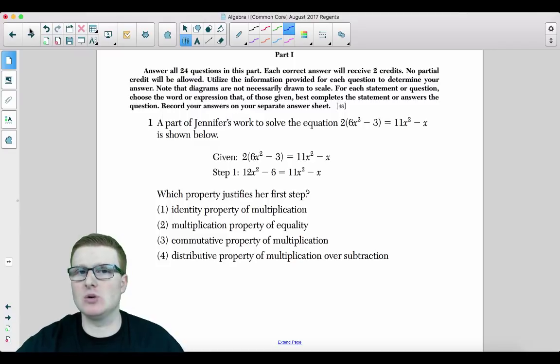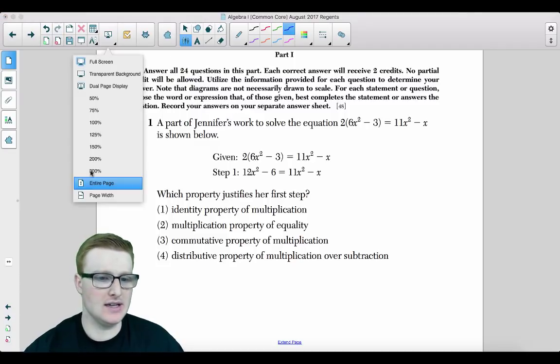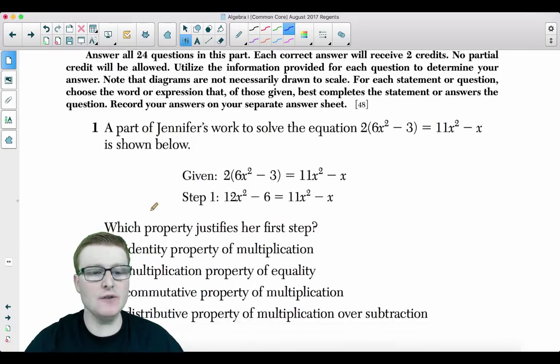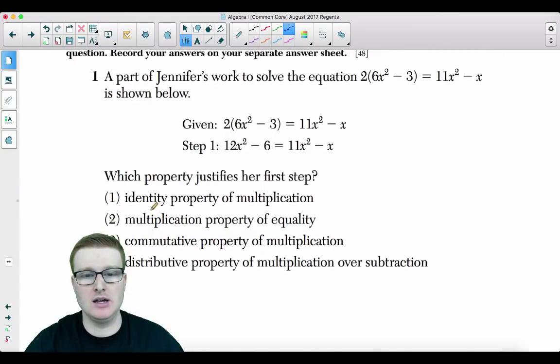All right, without further ado, let's begin this exam. So the first question is actually pretty simple. We begin with an easy one.